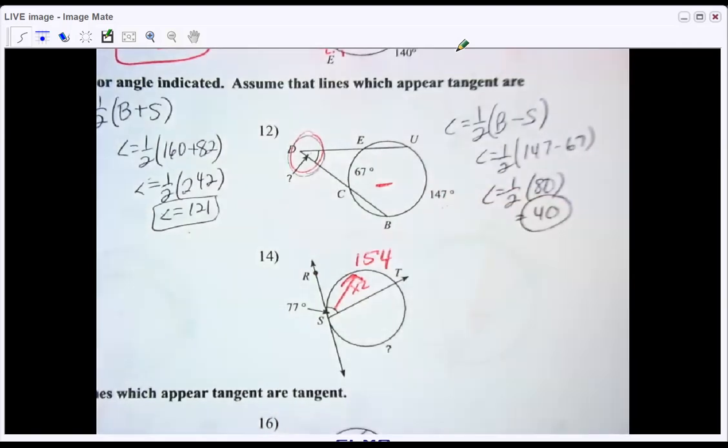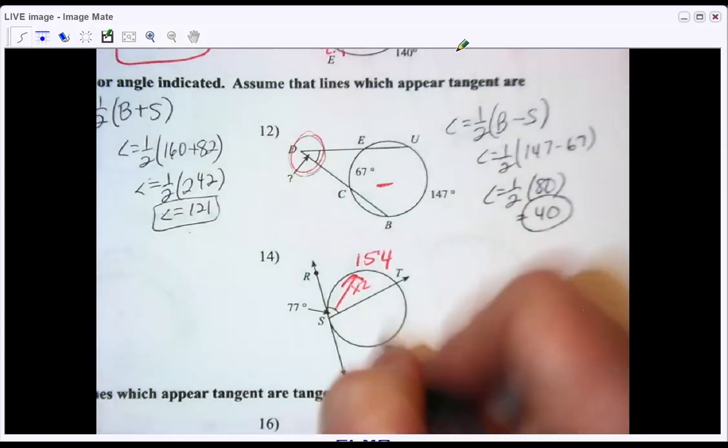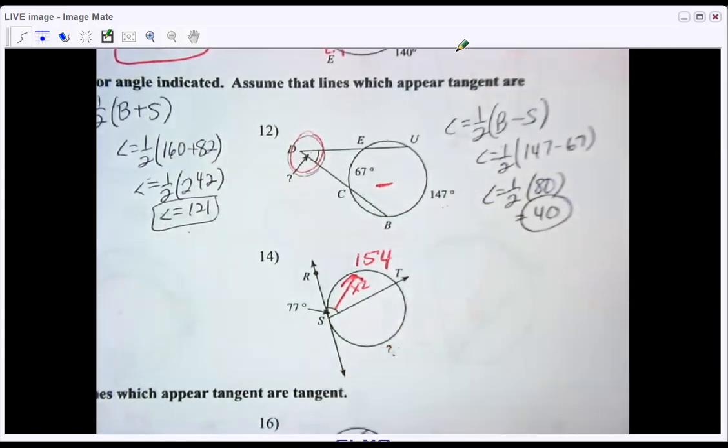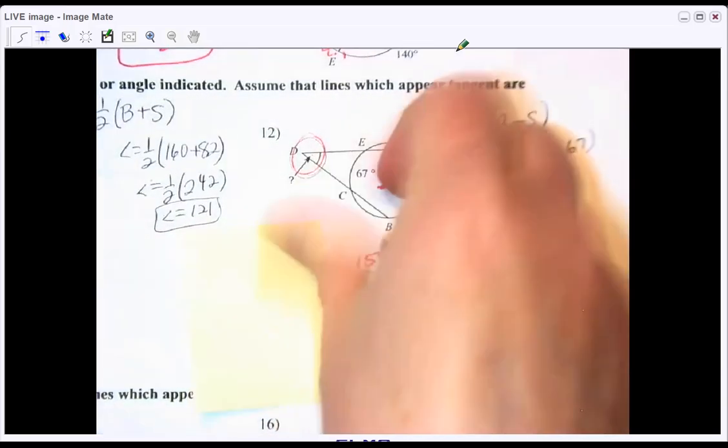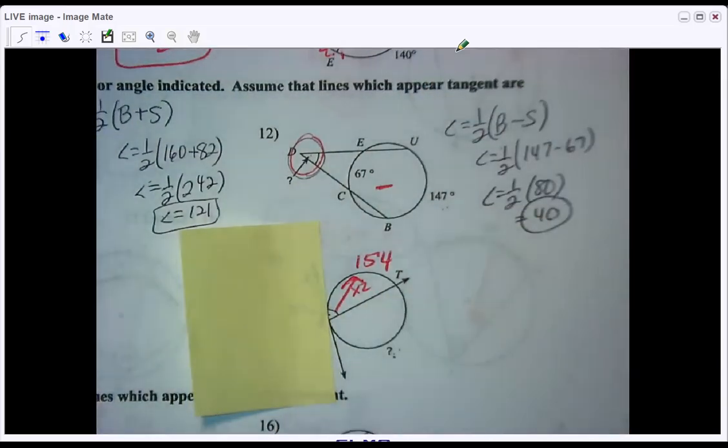It's the only thing you can do with that whole problem. But that's not what they were asking for. They're asking for this arc over here. So now think about it. You've been given a whole circle and 2 arcs. Okay. How can we find the other arc?